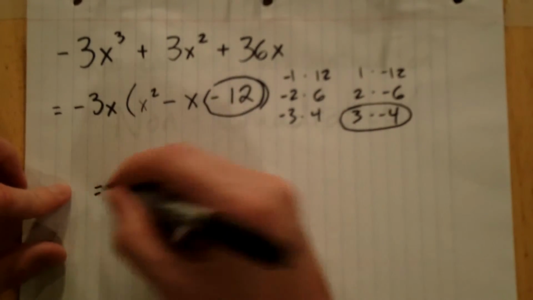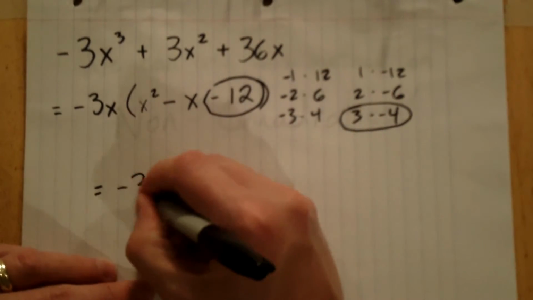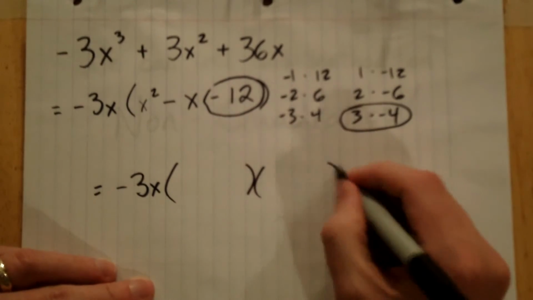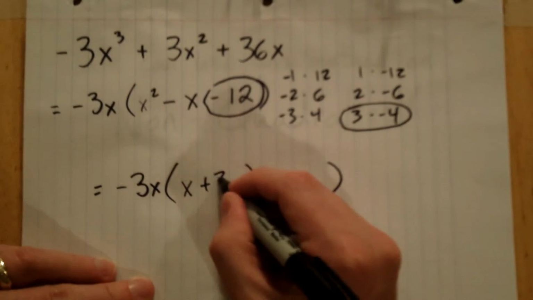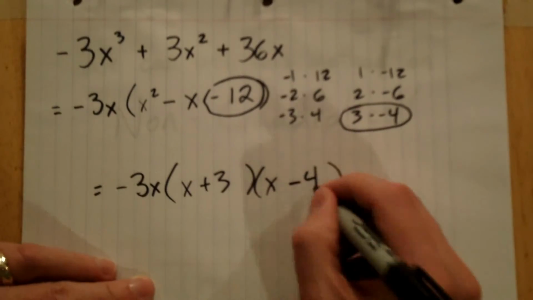So that means the complete factorization of this trinomial will be negative 3x on the outside times two binomials that are x plus 3 and x minus 4.